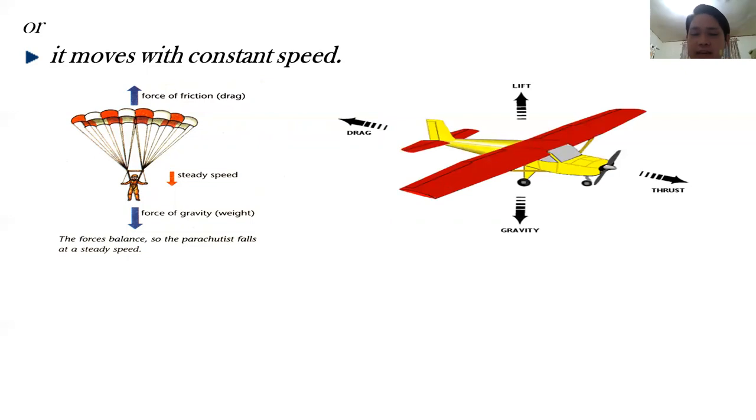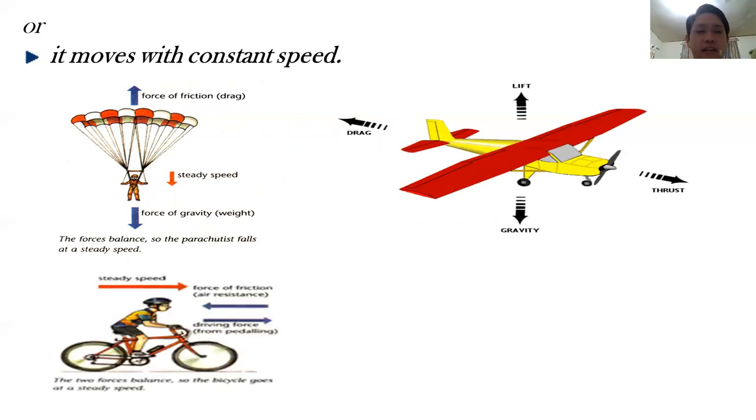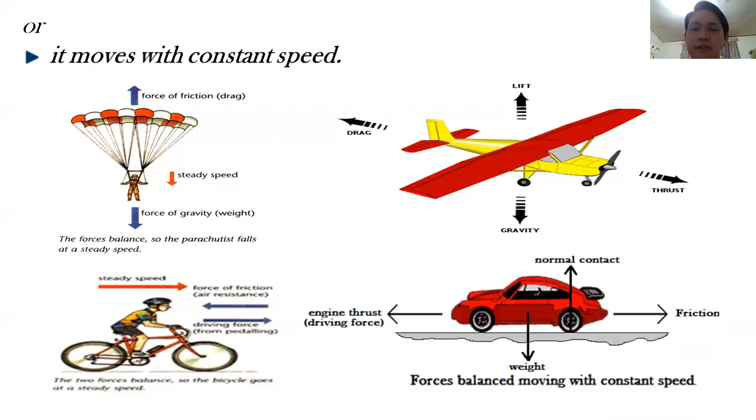Another example is the aeroplane, where the two forces balance. The bicycle also goes at a steady speed, and here too the forces balance, moving with constant speed.